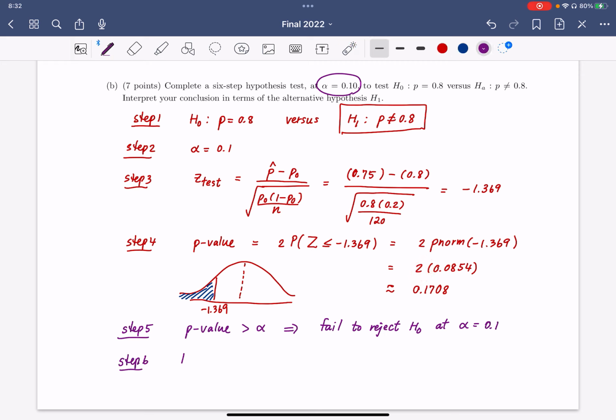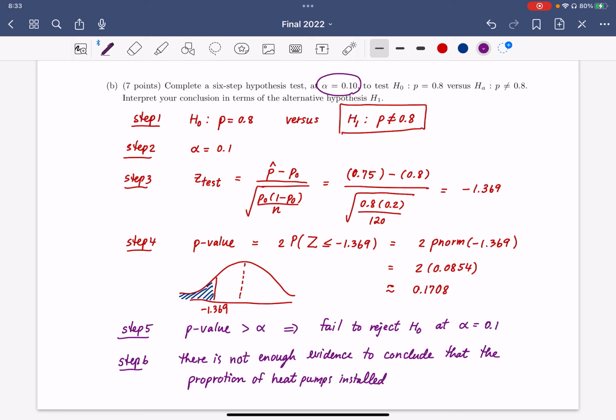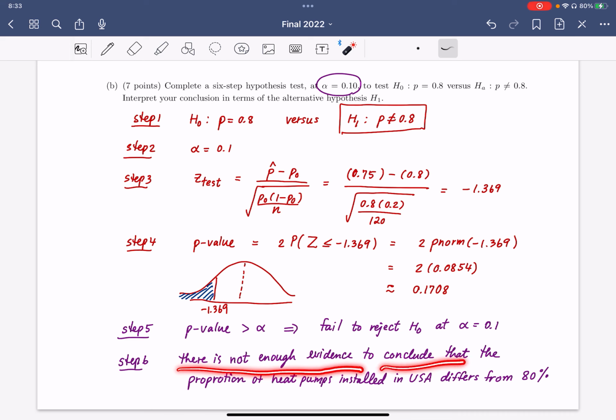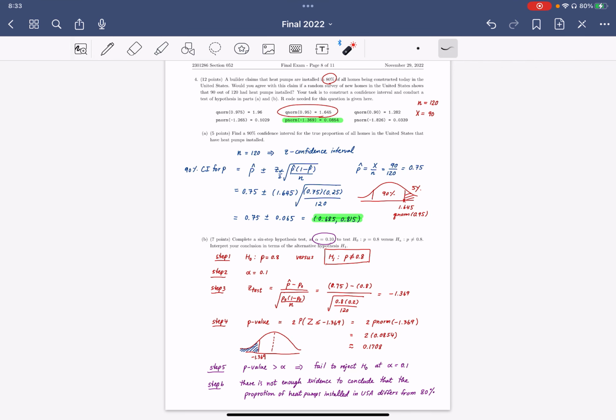So you're going to make the conclusion. So there is not enough evidence to conclude that the proportion of heat pump installed in USA differs from 80%. So there is not enough evidence to conclude the alternative hypothesis. So that means there is not enough evidence to conclude that the proportion of heat pump installed in the USA differs from 80%. All right, so that is question 4 from the last year exam.